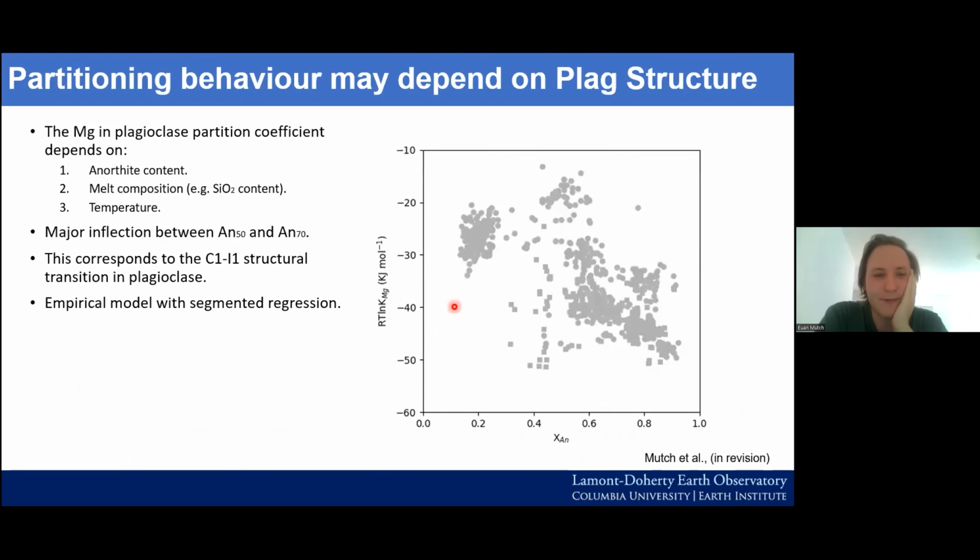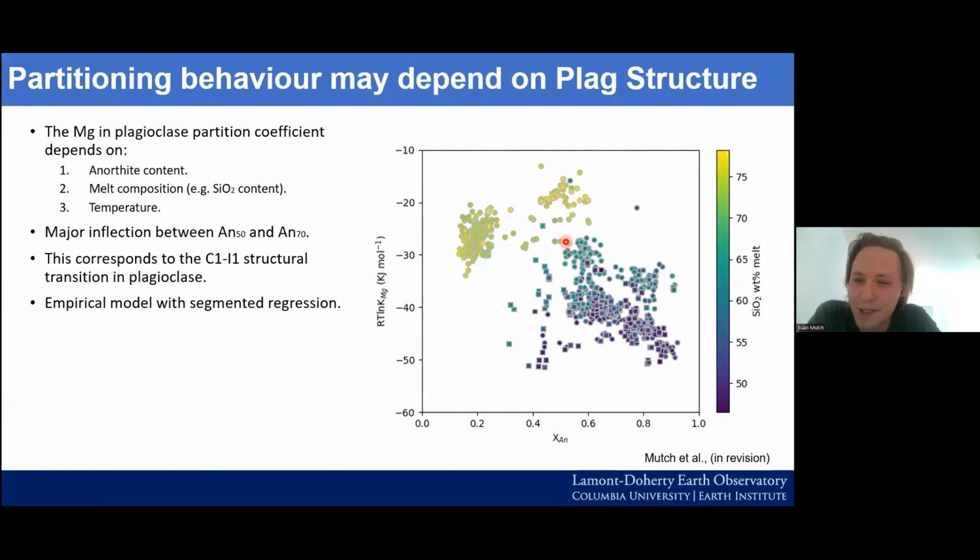Okay, so now we plot up our partitioning data set. Initially, it doesn't look very remarkable. There's a lot of scatter, and if you squinted, maybe you'd say there's a negative dependence. But as Doman and Blundy showed, melt composition is really important, certainly, for example, the silica content of the melts. So now when we color code based on silica content of the melt, we can see some trends emerge, with different subparallel arrays corresponding to different liquid compositions.